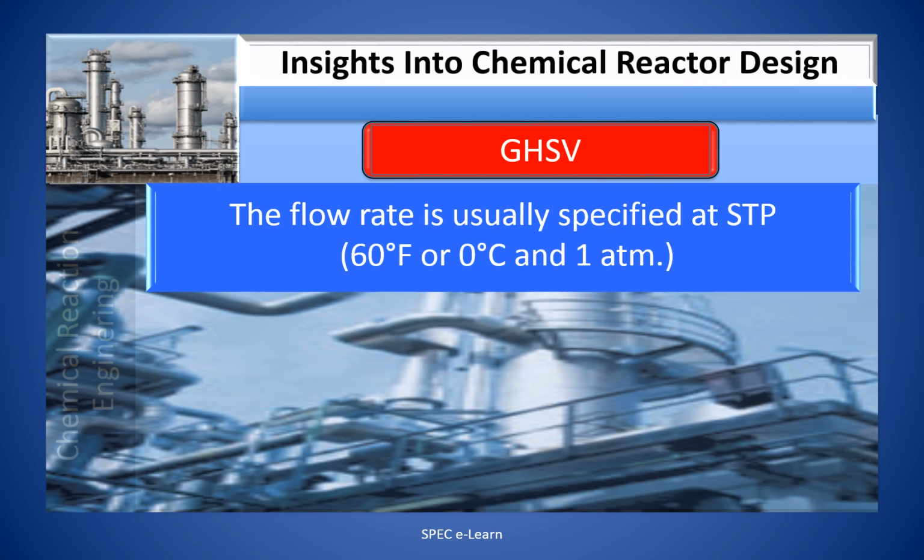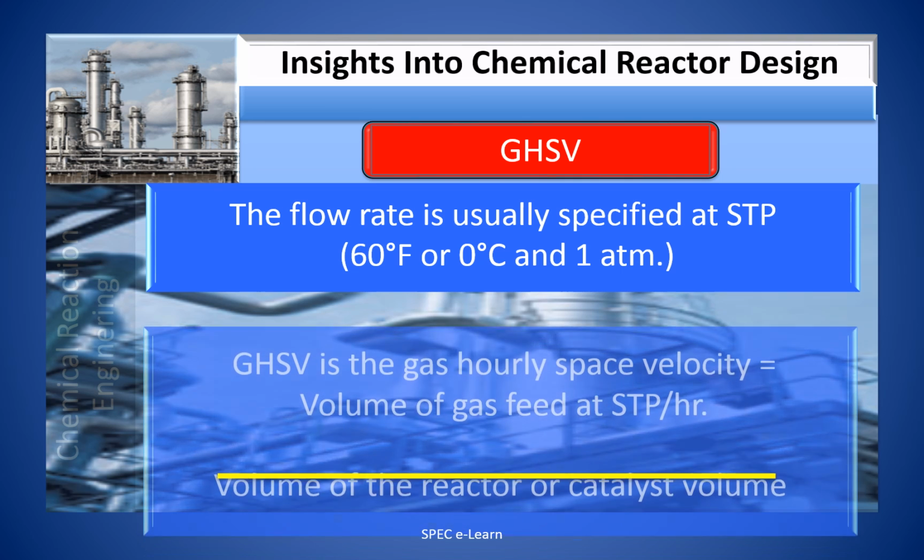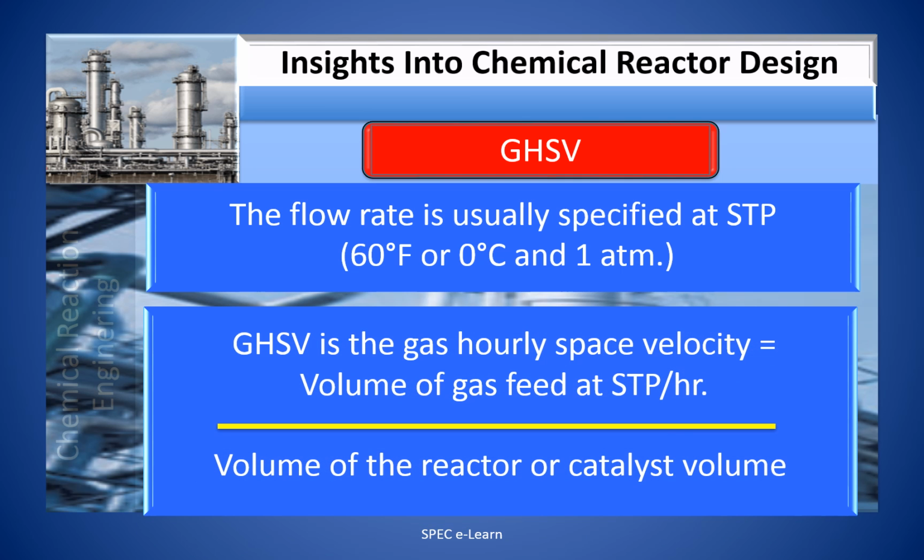GHSV: you have to specify the flow rate. The flow rate is usually specified at standard temperature and pressure, that is 60 degrees Fahrenheit and 1 atmosphere. So the GHSV is defined as the volume of gas feed at STP per hour divided by the volume of the reactor or the catalyst volume.